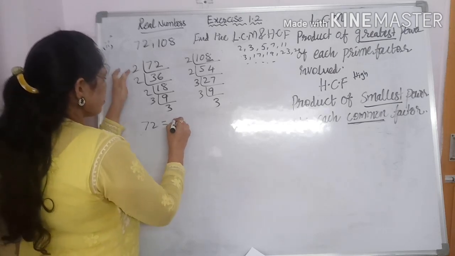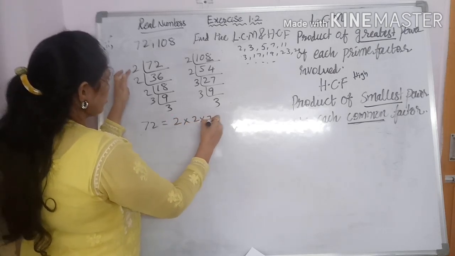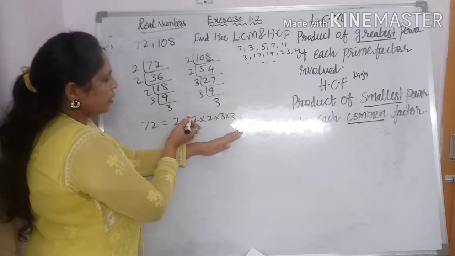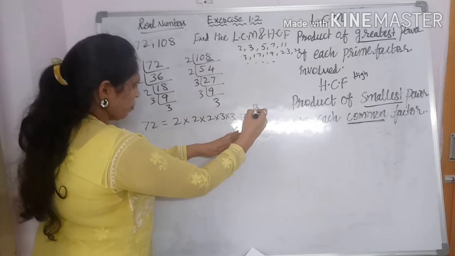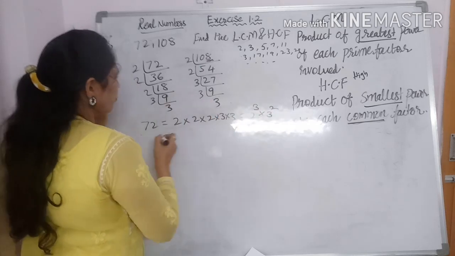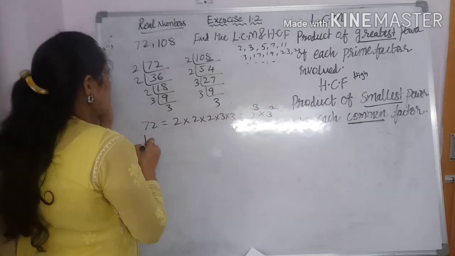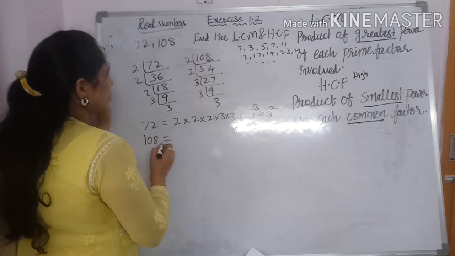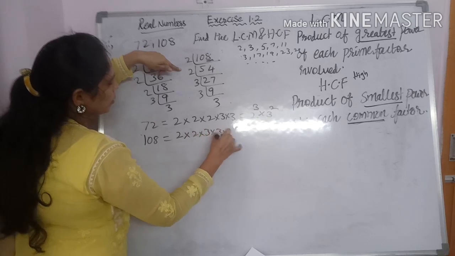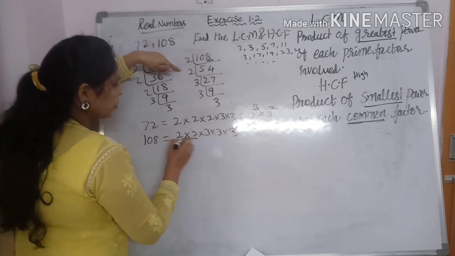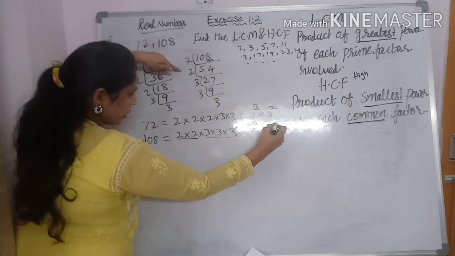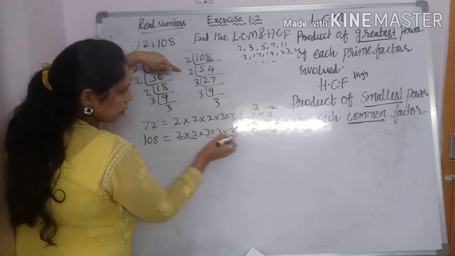So 72 is expressed in prime factors as 2 into 2 into 2 into 3 into 3. How many 2's are there? 3 times 2. That means 2 cube and 3 square. Now come to 108. How can we write? 2 into 2 into 3 into 3 into 3. How many 2's are there? 2 times. So we can write it as 2 square. And 3 times 3, that means 3 cube.